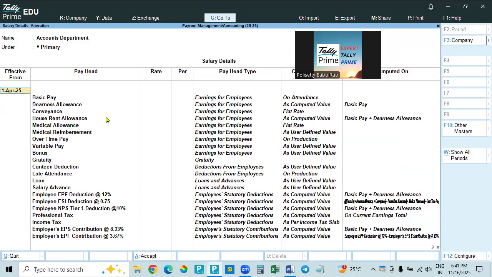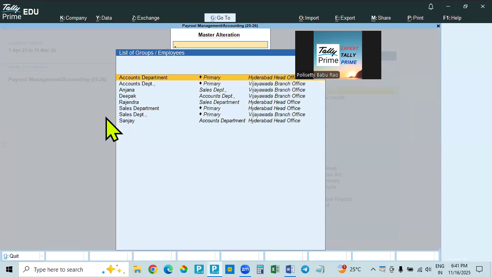Then whatever is available, we will give. If there is no allowance or anything, that will not be entered. Now this is saved, to work easily. And for each employee, we will go to each employee. Now this salary is to be defined for each employee.